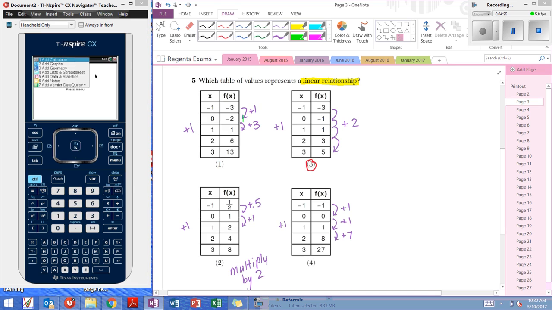So you can see in answer choice 1, not happening. In answer choice 2, not happening. Answer choice 4, it started pretty promising, and then we had a 7 jump. So answer choice 3, that's our winner.